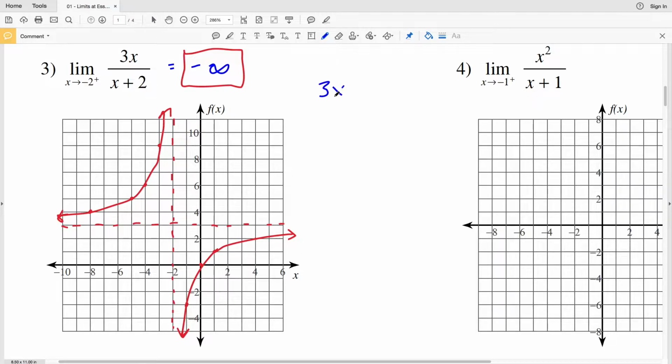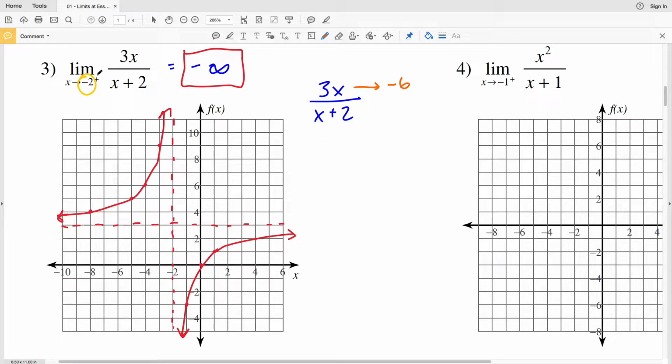So our function was 3x over x + 2. Now notice, as we're approaching negative 2, whether from the right or left, 3x approaches negative 6. However, for our denominator x + 2, if we were to enter in negative 2 for x, that would be 0, and we cannot divide by 0. But for values approaching 0 from the left, or values approaching 0 from the right, we're either going to have positive numbers in our denominator, or we're going to have negative numbers in our denominator.